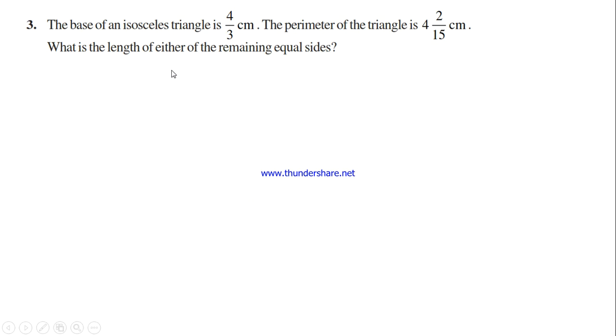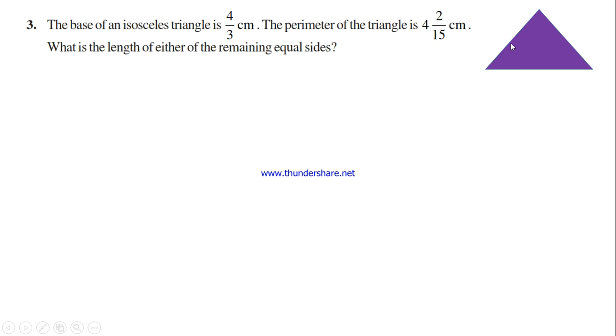Now third question. The base of an isosceles triangle is 4 by 3 centimeter. The perimeter of the triangle is 4 and 2/15 centimeter. What is the length of either of the remaining equal sides? The base of an isosceles triangle. So what is an isosceles triangle?